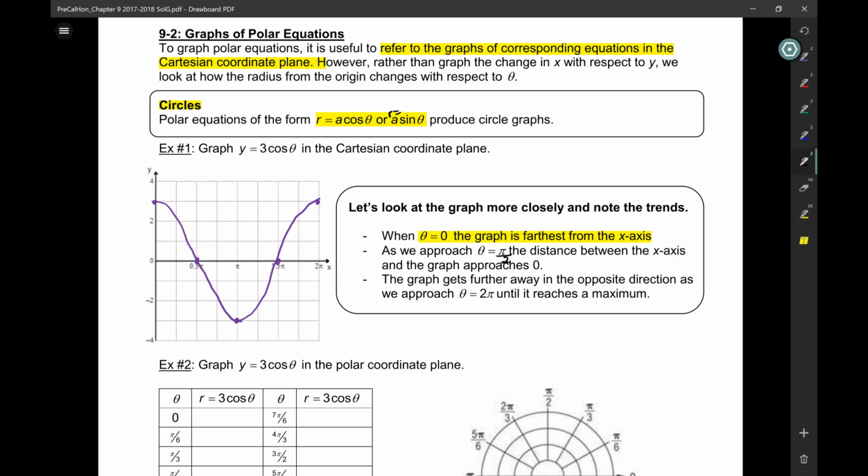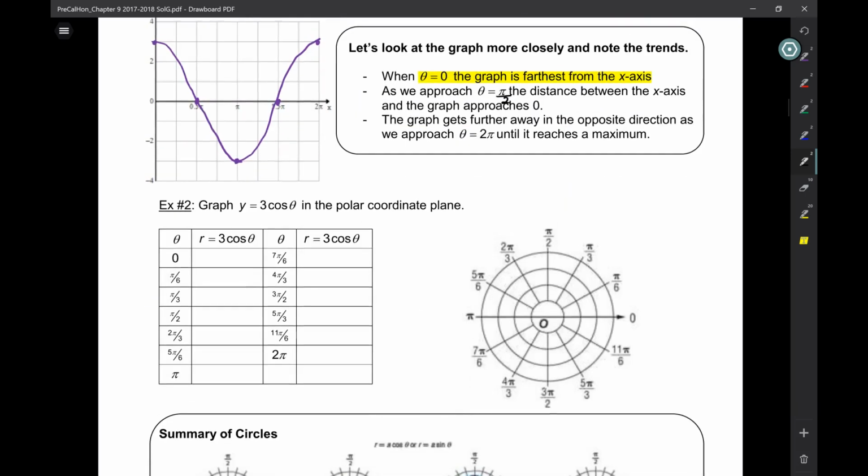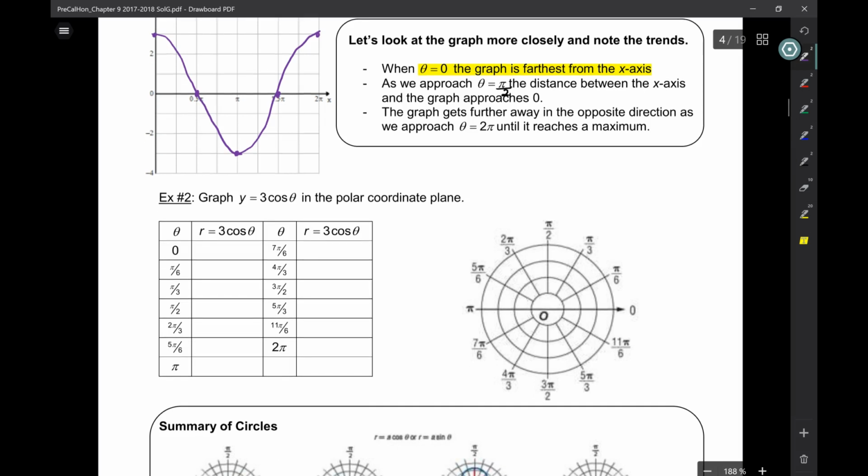So now let's fill in this chart and take a look at exactly what we're looking at. At theta equals 0, it's 3. Pi over 2, 0. Pi, negative 3. 3 pi over 2, 0. And then 3 at 2 pi. These we know off the top of our heads.